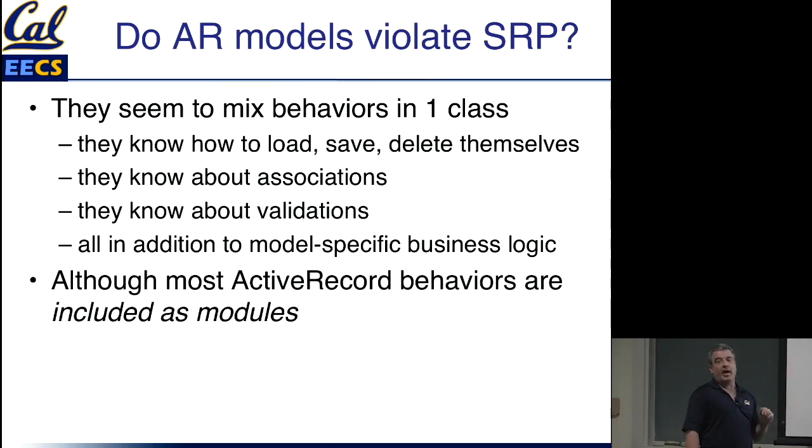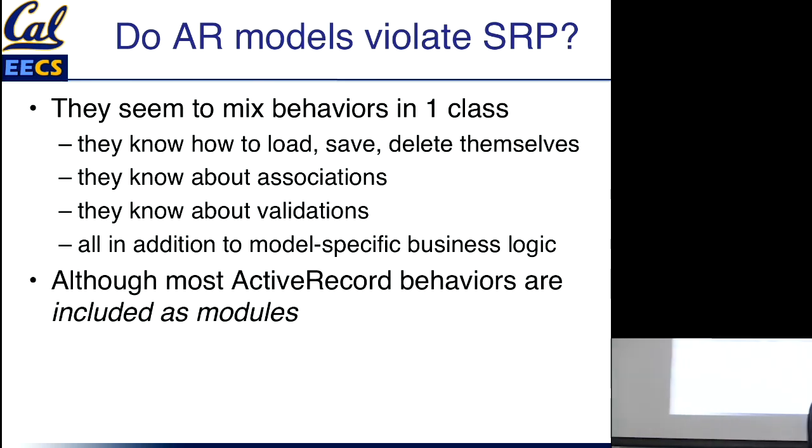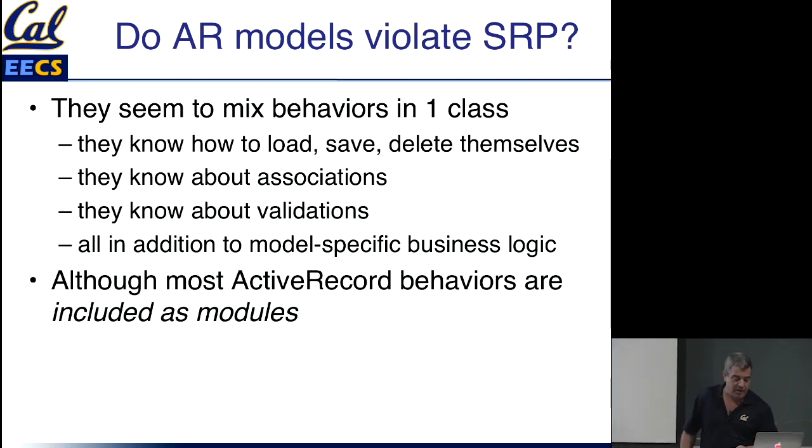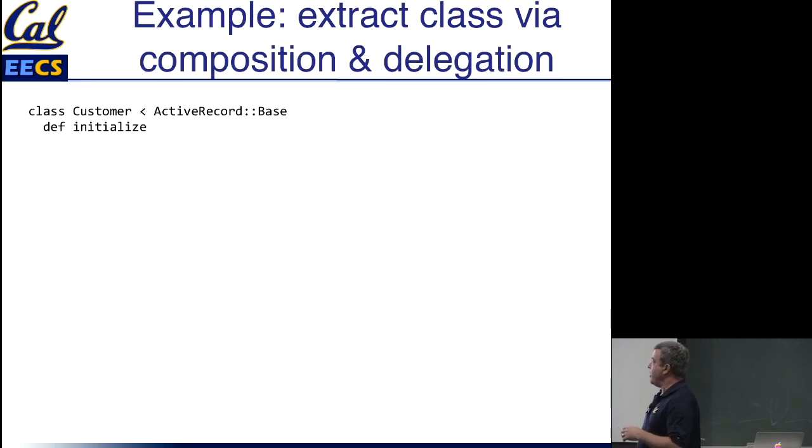And in fact, if you look at the way Active Record is authored, if you look at the source code, all of that stuff is actually included as modules. It's not really part of the base class. So I actually don't buy the argument that Active Record violates SRP. But what would? Here's a simple example of a way that even in a simple class, this can creep up on you.